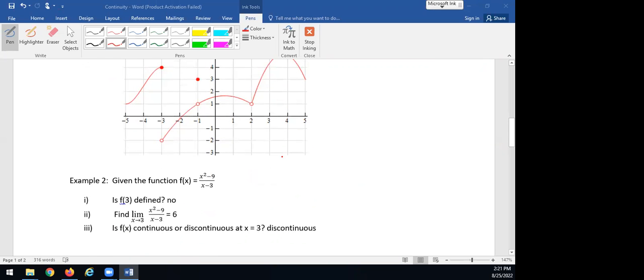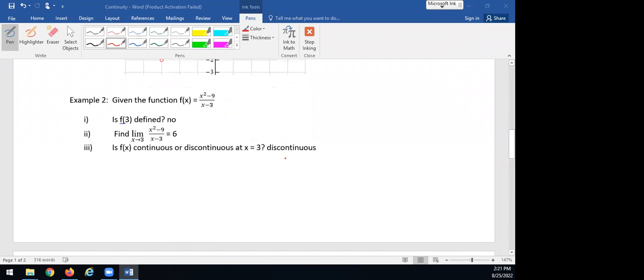So that's how we can tell whether or not the function is continuous or discontinuous at a point. All right, let's look at another example, example 2. We're given a function and we're asked, is f of 3 defined? So we already know that it's no, but can anybody tell me why it's no? Because the bottom is going to be 0. Very good. You're going to end up having 0 upon 0. So this is undefined. That's why it's no.